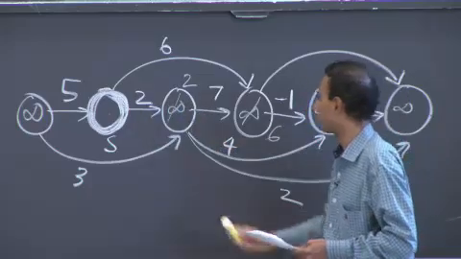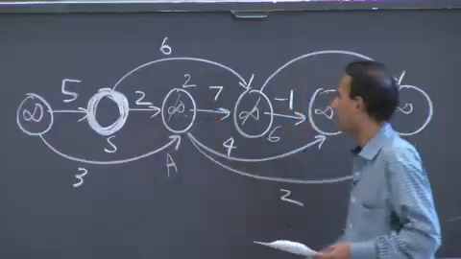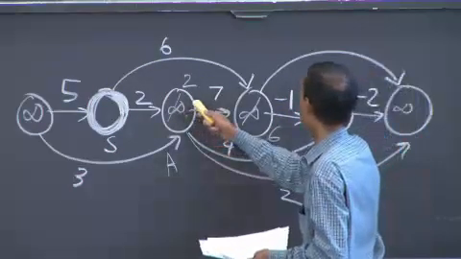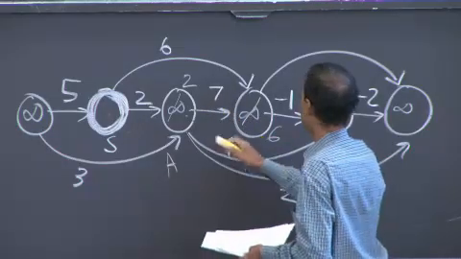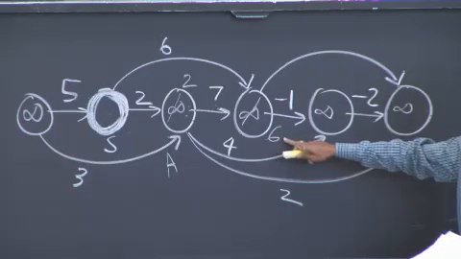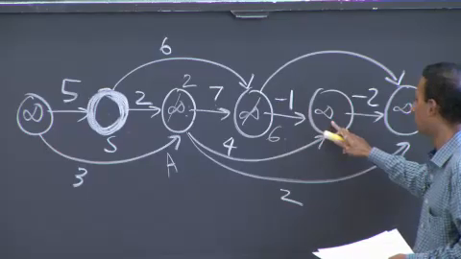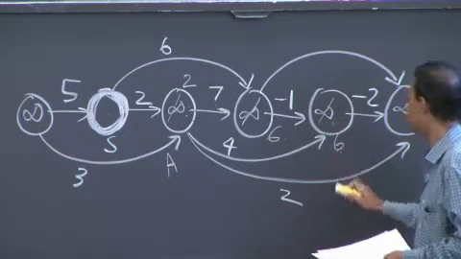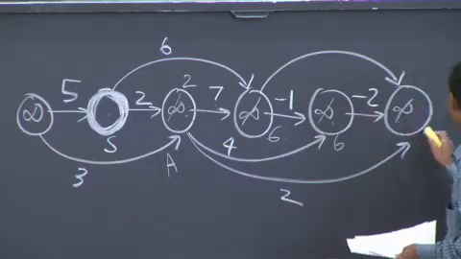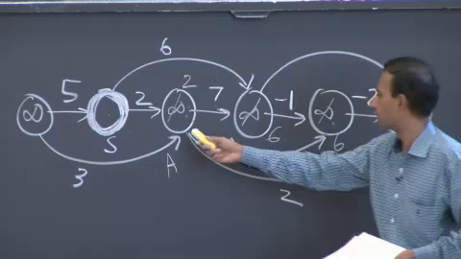So the next step is to get to this vertex. Let's call that the vertex A. And I'm going to relax the edges going out of A. And when I go out of A, I get 2 plus 7 is 9, which is greater than 6. So there's no reason to update that. 2 plus 4 is less than infinity. And so that's 6. 2 plus 2 gives me 4 here, and so on and so forth. So now I'm done with vertex A.